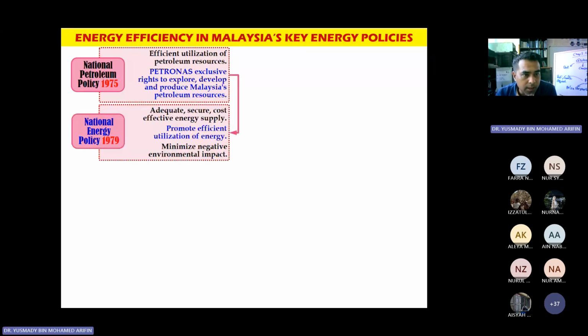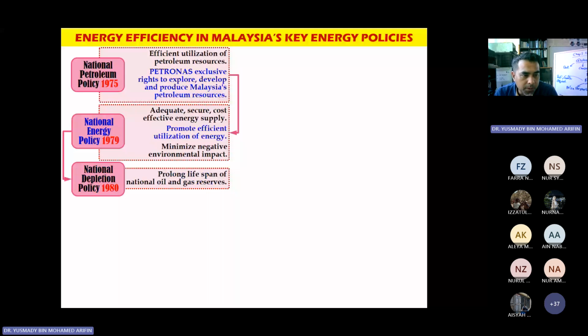And then we have the National Energy Policy 1979, to make sure we have an adequate, secure, cost-effective energy supply, and promote efficient utilization of energy. This policy tries to minimize the negative effect in terms of environmental impact. Then we have the National Depletion Policy 1980. The purpose of this policy is to prolong the lifespan of the national oil and gas reserves.